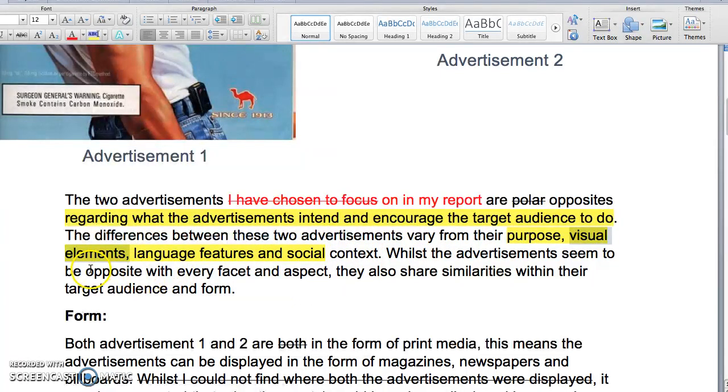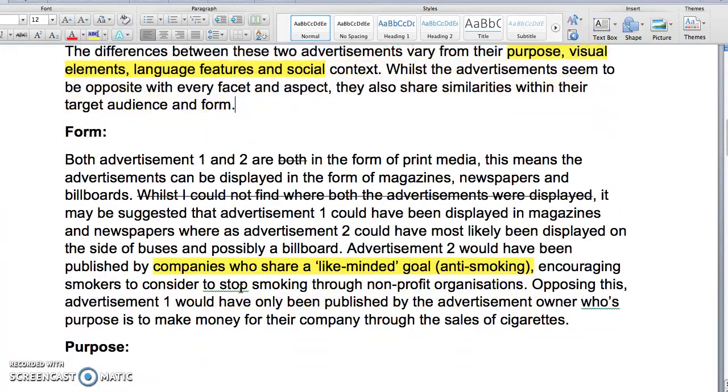While they seem to be opposite in every facet and aspect, they also share similarities within their target audience and form. Yes, that's okay. You do say that yes, they're in the form of print media. Just watch your expression. Both advertisement one and two are both in the form of print media. This is the kind of editing that I do expect you to do yourself before you submit a draft. So you need to make note of that.